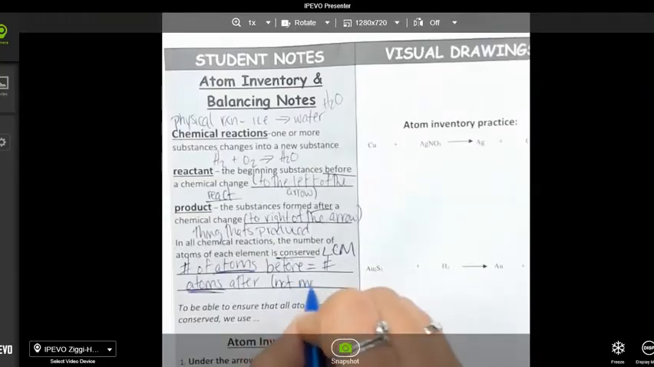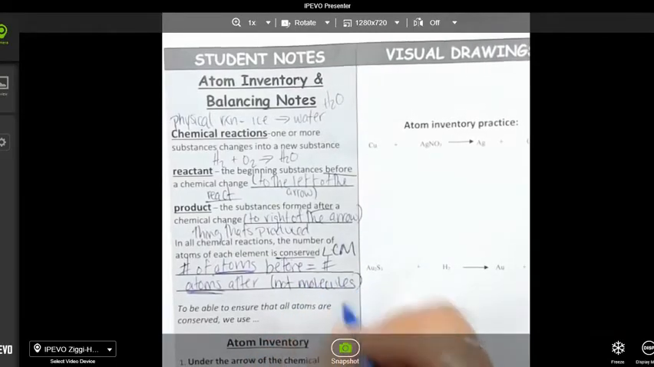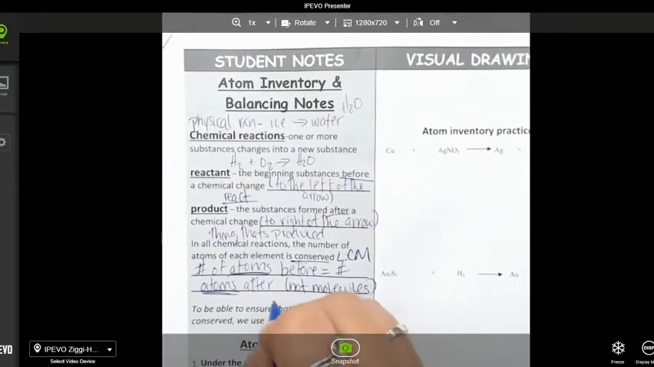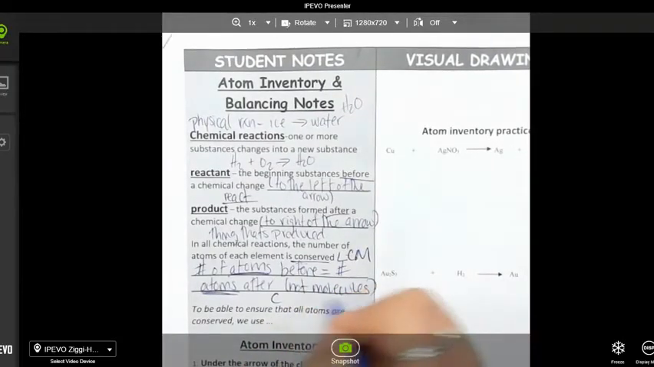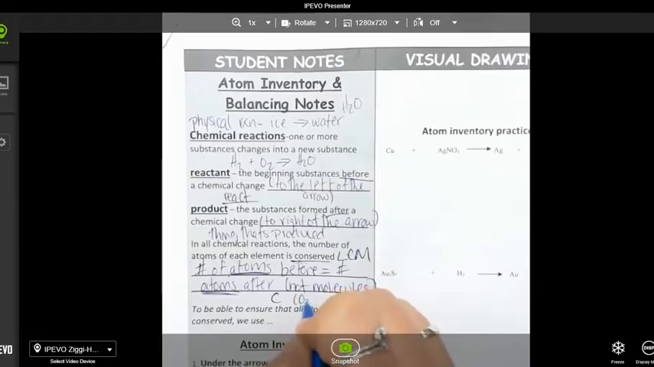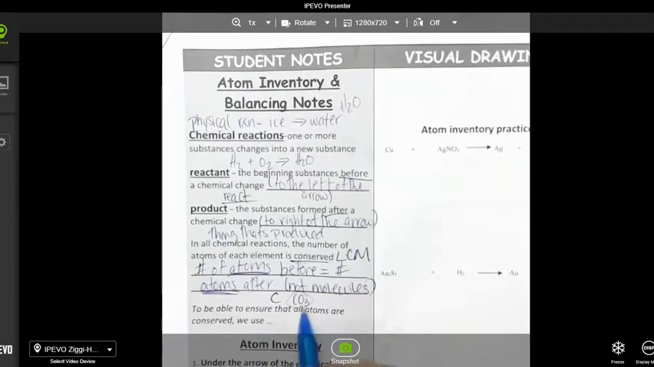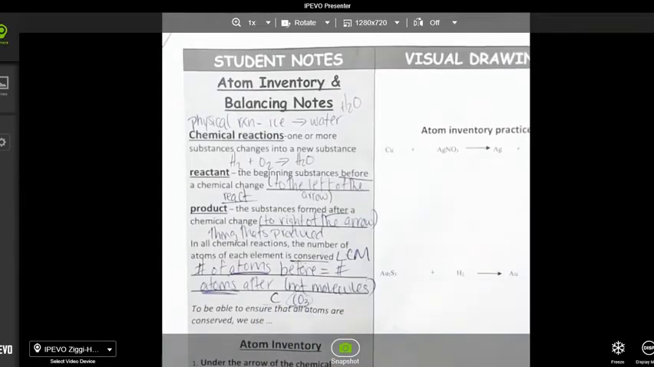And it's specifically atoms, not molecules. Okay. So for example, an atom would be something like carbon. A molecule is something like CO3, right? This is a molecule which is made up of many atoms. An atom is just a singular atom.